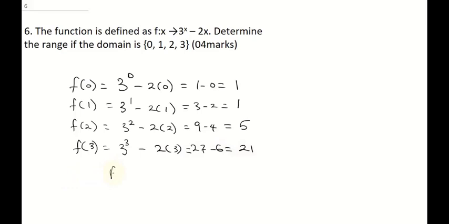So from here, the range is going to be, now you pick 1 once, 5, and 21. So that is the range of the domain.